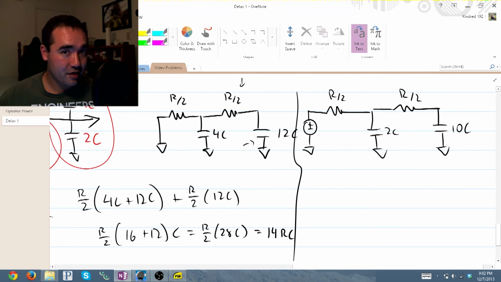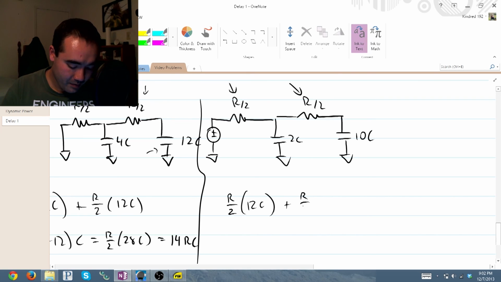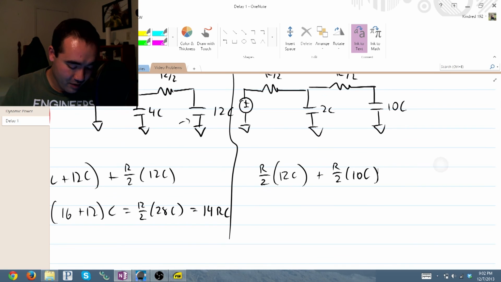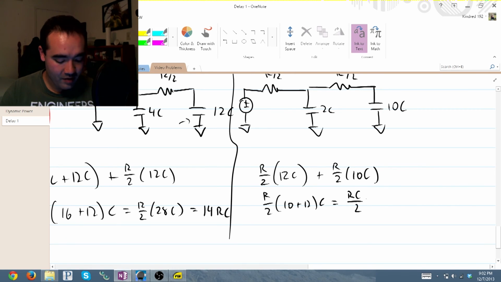Now we need to find the second stage. And we're going to calculate it the same way. R over 2 times downstream capacitors, and I'll just write them as 12C, plus this guy times the downstream capacitors, 10C. So we do some factoring, we get R over 2 times 10 plus 12C, that is equal to RC over 2 times 22, which is equal to 11 RC.